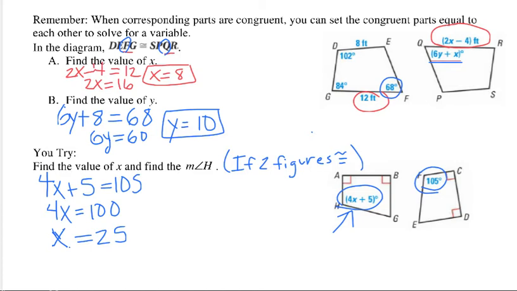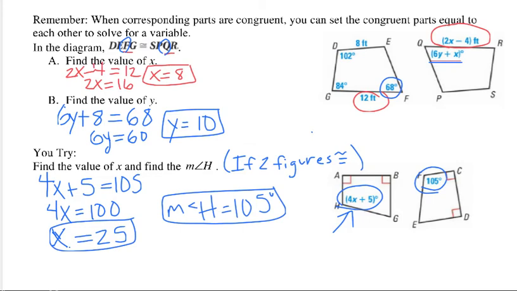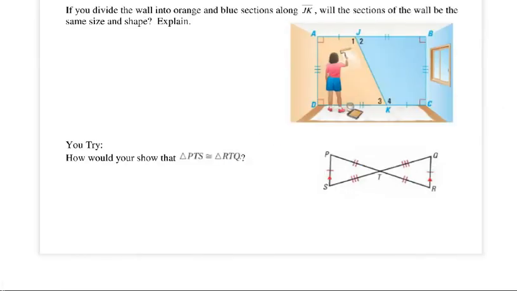For this next one, if you look at my picture, you can see the orange and the blue on mine, so you might want to make a note in your notes that the orange is the left and the blue is the right side of the wall. But JK divides the wall into two different portions, and will those two portions be congruent? Are they the same size and shape?